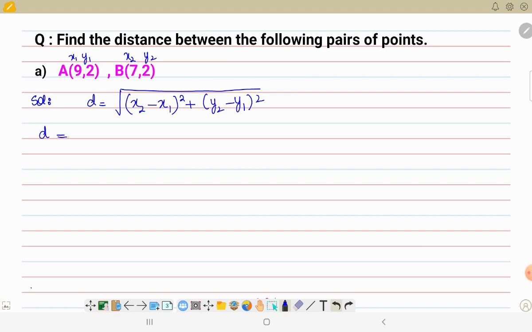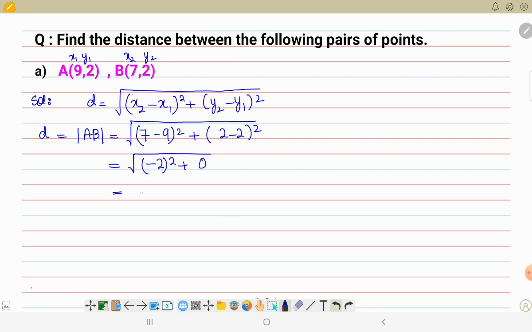So we'll write distance d of AB will be equal to the radical of 7 minus 9 whole square plus 2 minus 2 whole square. 7 minus 9 will be minus 2 whole square. 2 minus 2 will be 0. It will be 4, square root of 4, and the answer is going to be 2. So this is how you are going to apply the distance formula between the 2 points. Let's solve one more example.